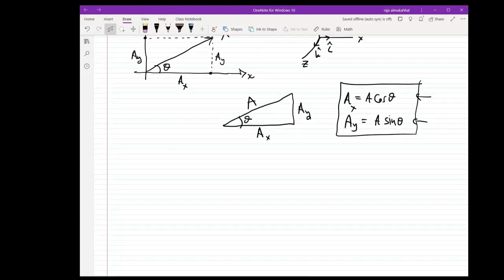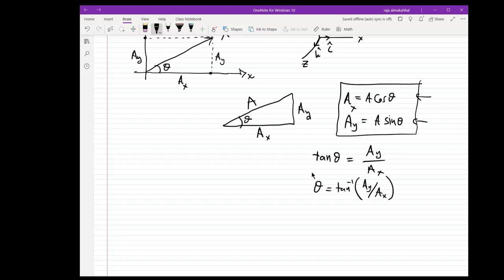We can also look at the angle theta here, and we can say that tangent theta is equal to A_y over A_x. Why is that? Because if you remember, tangent theta is opposite over adjacent. So A_y over A_x. So this is how I specify the angle. In other words, theta is equal to tan inverse of A sub Y over A sub X.